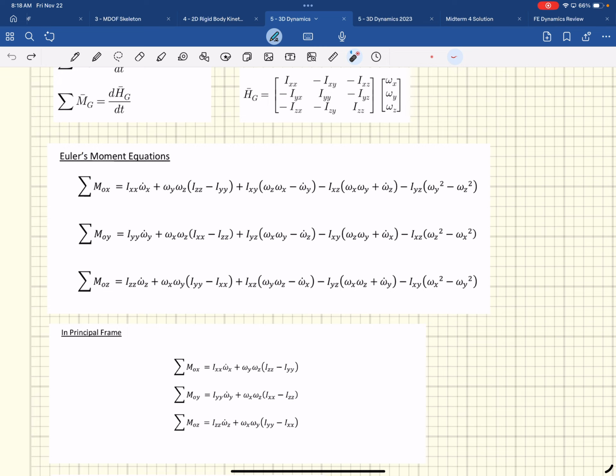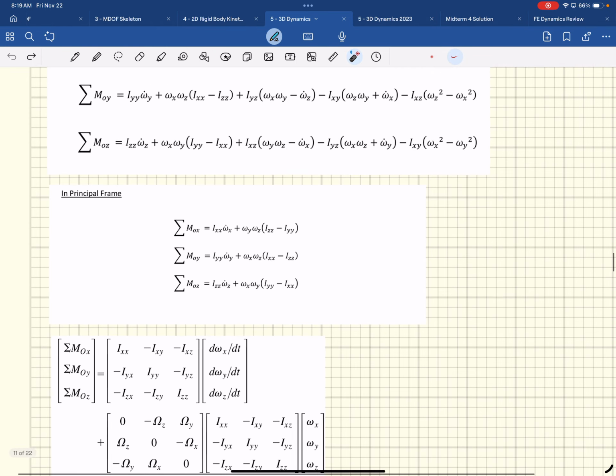And again, what we're trying to find, right, is when we had that little fidget spinner and we were rotating that around, we felt that other moment. Well, we need to figure out what that moment needs to be in order to hold it in place. And this is how you do it. These are the moment equations that you have to use for it, right?